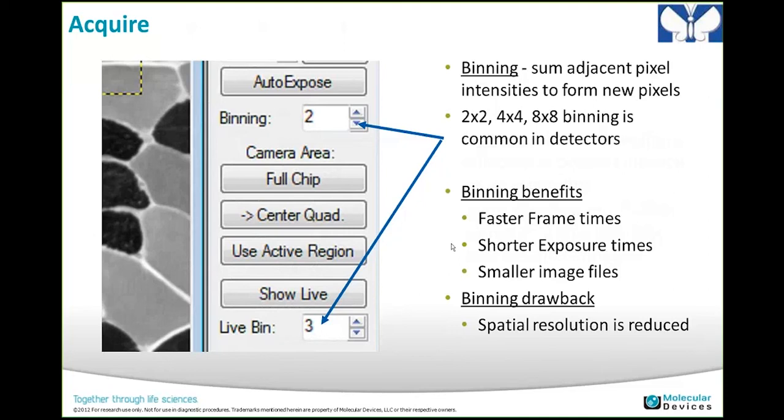On a 2 by 2 bin, you're down to 1/4 of the original size, because you're summing 4 pixels together. A 4 by 4 is 16 pixels together, and 8 by 8 is 64 pixels together. So binning has benefits: you can have faster frame times and shorter exposure times, and you get smaller image files for storage, but you do lose spatial resolution in the process.